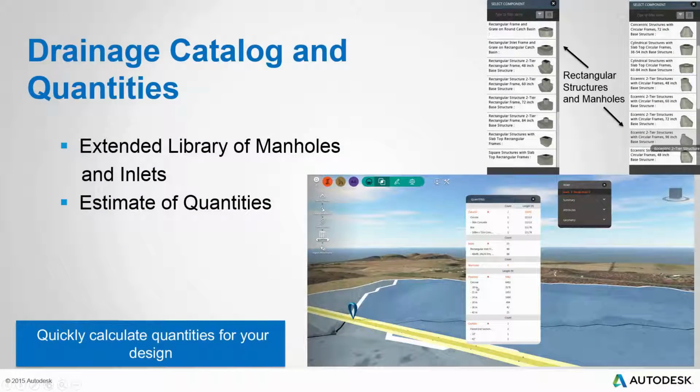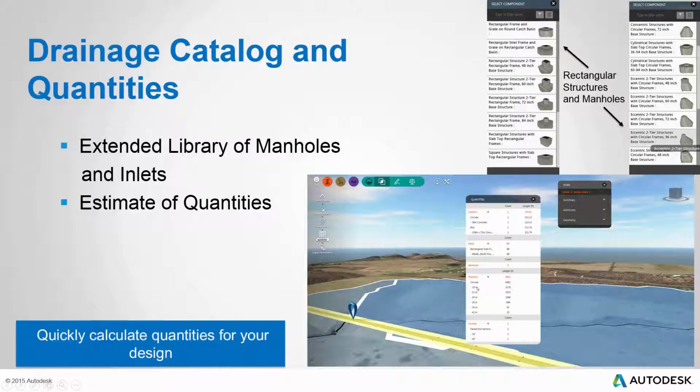The next key feature I'd like to talk about is the drainage catalog and quantities. Inside of InfraWorks 360, you have an extended library of manholes and inlets. This has been added onto from previous versions, and as you can see here in the PowerPoint slide, there are rectangular structures for inlets and circular structures for manholes. We talked about this a little bit in the previous demo. We were able to select the specific rectangular structure for our inlets right in the asset card before we applied our inlets to the road.